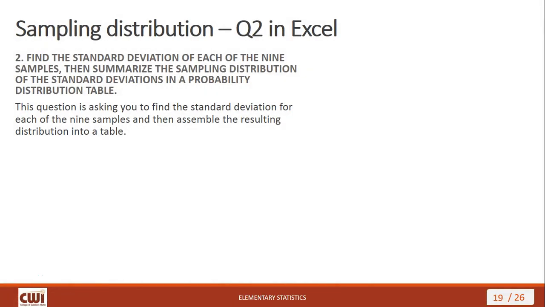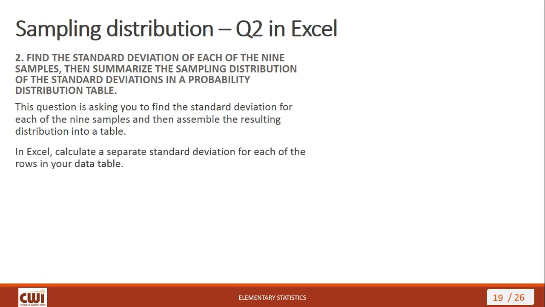Let's look at the next question we were asked. Find the standard deviation of each of the 9 samples, then summarize a sampling distribution of the standard deviations in a probability distribution table. So what this question is asking you to do is find the standard deviation for each individual sample and then assemble those standard deviations into a distribution table.